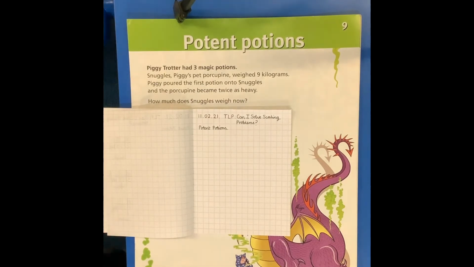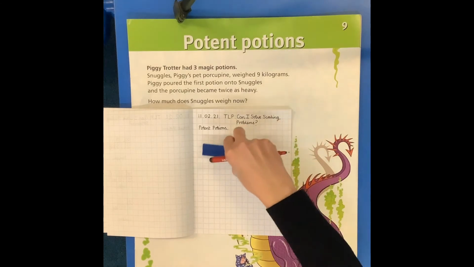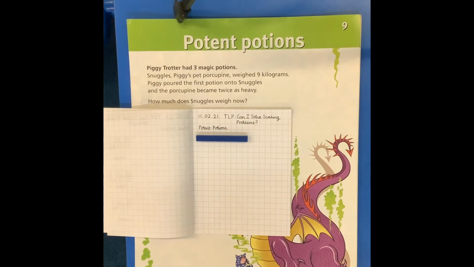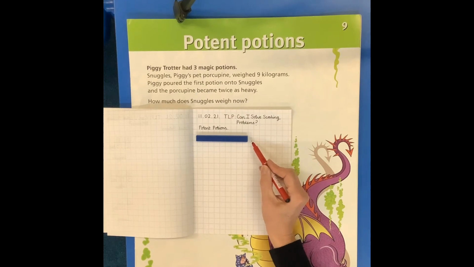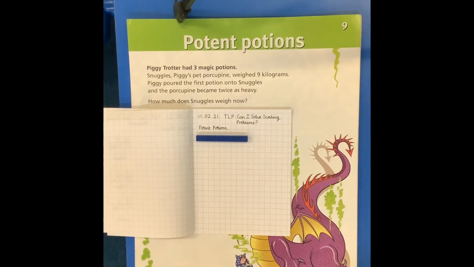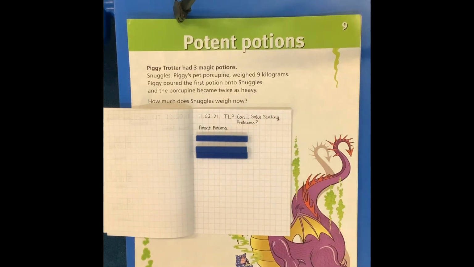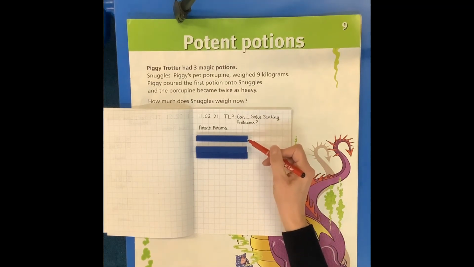You might be able to tell me the answer straight away, but I'm going to show you using Cuisenaire, just like I did yesterday. So here I've got a block of Cuisenaire, which is 9 centimetres long. So this represents the weight of 9 kilograms in this problem. So this is the weight of Snuggles before Piggy put the magic spell into action. And it says that after the potion had done its work, Snuggles became twice as heavy. So there's twice what he was originally.